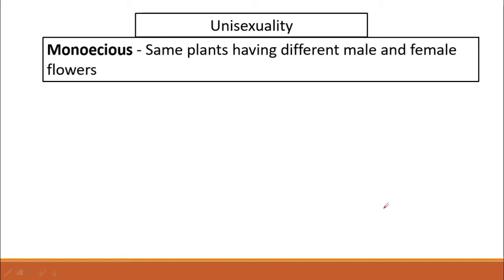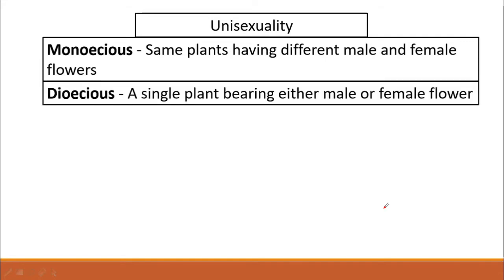The second type of unisexuality is the dioecious plant. Dioecious plant के बारे में हम लोगों ने already पढ़ा है. A single plant bearing either a male flower or a female flower. मतलब क्या? There are two different plants of the same species. One plant would have only male flowers, that means only flowers with the male reproductive whorl, and the other plant would have only female flowers, that means flowers containing only the female reproductive whorl, that is only gynoecium.